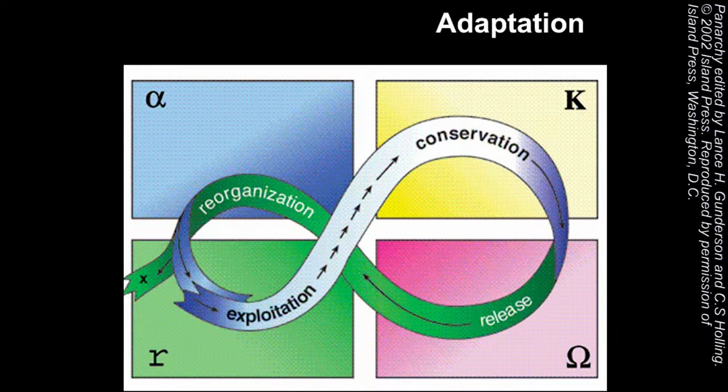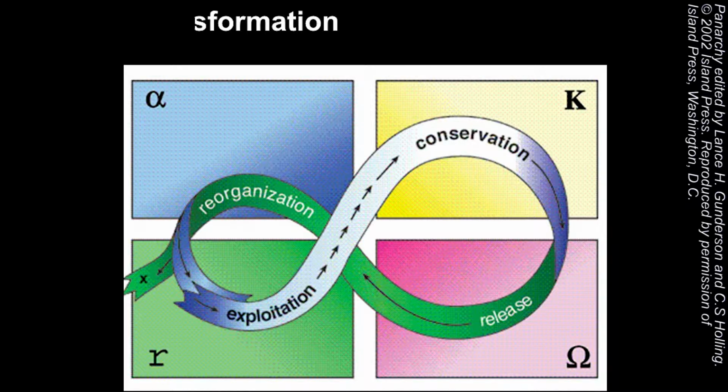The first is adaptation, and that's the ability of a system to adapt or make small changes, essentially to keep things going as is in response to minor disturbances. And this occurs largely in the conservation phase. The second process is transformation, and this is the ability to transform the system or make systemic changes in response to catastrophic disturbances. And this occurs in the reorganization phase.